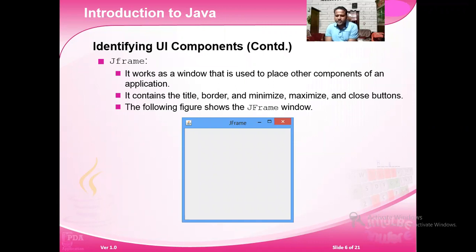So we're using JFrame. It works as a window that is used to place the other components of an application. It contains the title, border, minimize, maximize, and close button. So it is a JFrame. It contains the maximize option, minimize option, and close button.